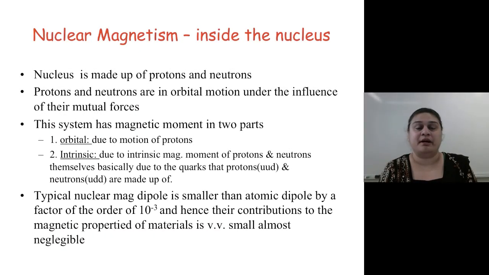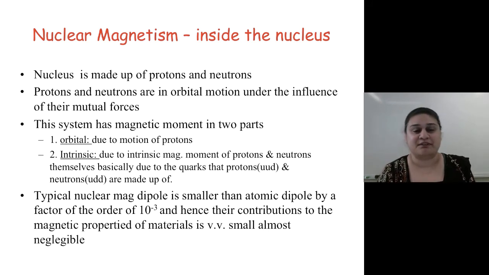Electrons in different states of motion have different orbital magnetic dipole moments, but all electrons have exactly the same intrinsic magnetic dipole moment. Now that we've talked about atomic magnetism, let's talk about what happens inside the nucleus. The nucleus is made out of protons and neutrons. Protons and neutrons are in orbital motion themselves under the influence of their mutual forces. They're not literally just stuck there, they're actually moving in there as well.